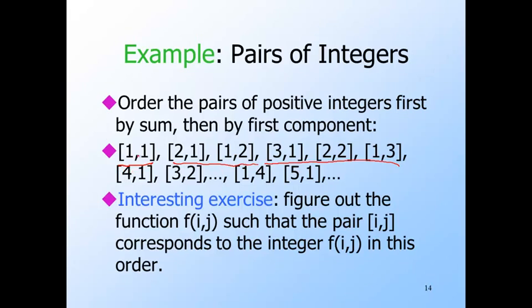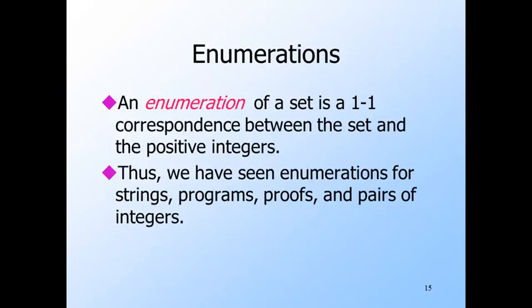You can, in fact, figure out a function f(i,j) such that the pair i,j is the f(i,j)th in that order. But the important point is that some such function exists, and therefore it makes sense to talk about the ith pair of integers. We call the one-to-one correspondence between a countable set and the positive integers an enumeration of the set. Thus, strings, programs, proofs, and pairs of integers, for example, have enumerations.